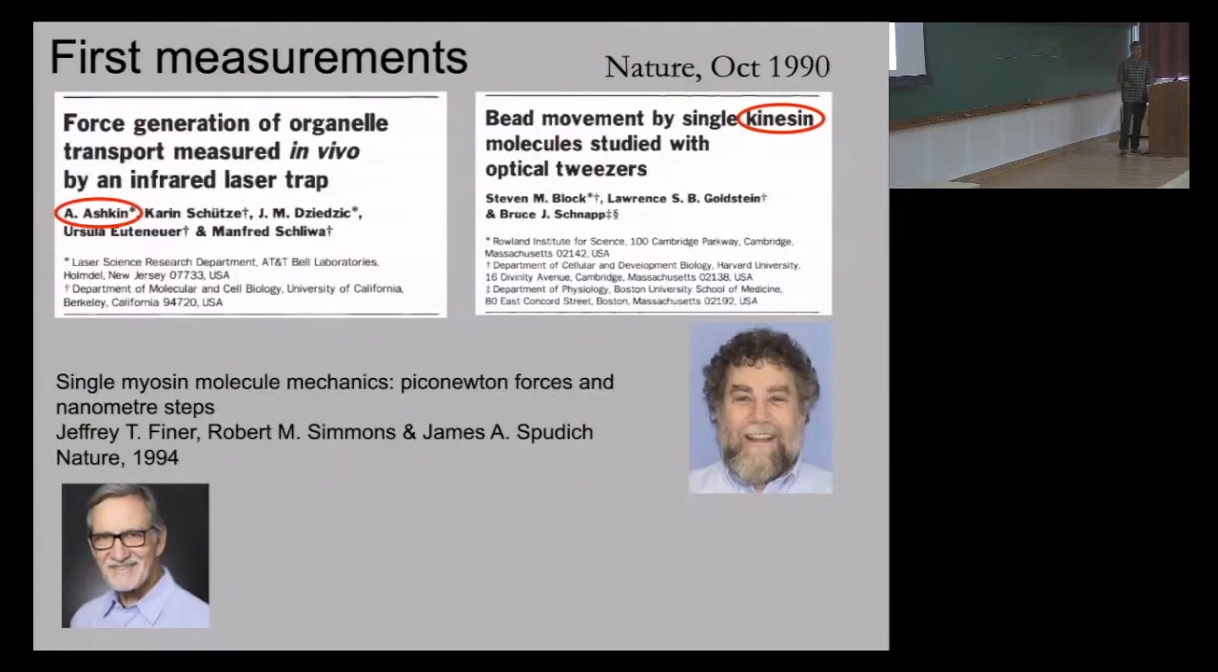So the first kind of measurements that were done were from the very celebrated work from the lab of Steve Block at Stanford, and also James Pudick, in different kinds of motors, of course. And here is the paper from Arthur Ashkin, where they looked at the organelle transport measured in vivo using an infrared laser trap.